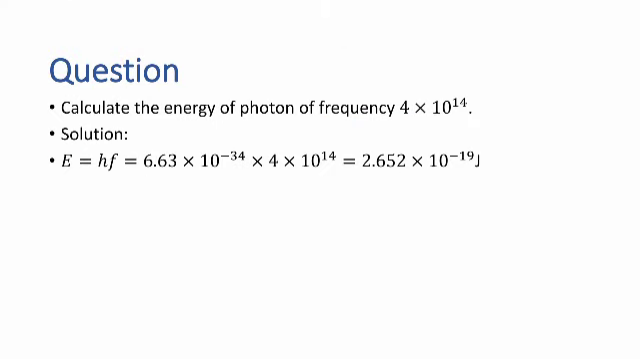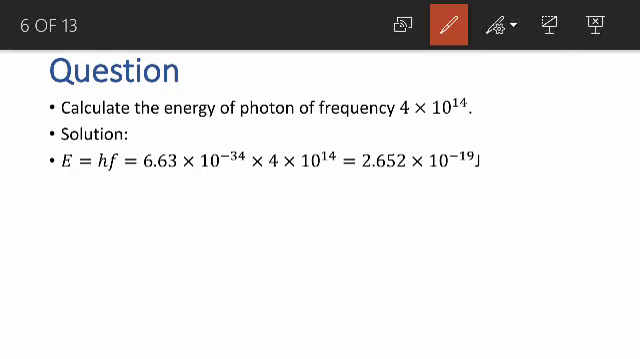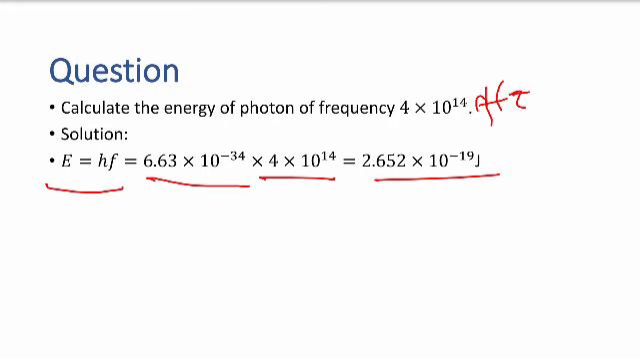Now we look at the question here. It says, calculate the energy of a photon of frequency 4 times 10 to the power 14 hertz. The unit for frequency is hertz. So here we have our formula, E equals h f, Planck's constant times frequency. This is Planck's constant, which is a constant. Then this is the frequency, and that gives us this value.